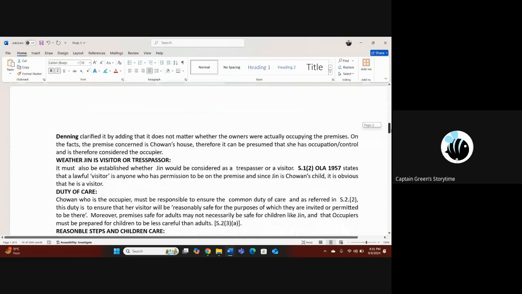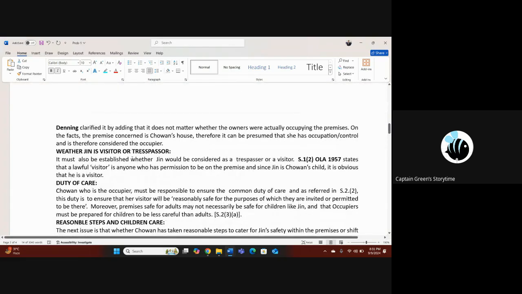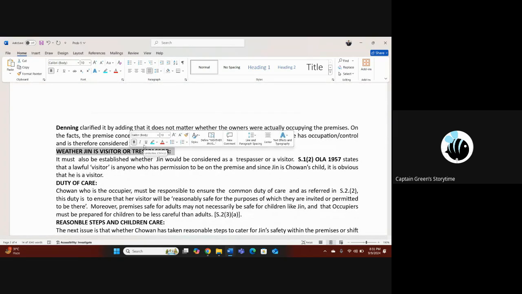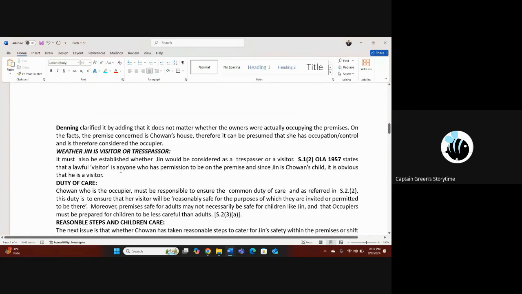Now, whether Jin is a visitor or a trespasser, this is the important fact. It must also be established whether Jin could be considered a visitor or trespasser. Section 1, subsection 2 of OLA 1957 says that a lawful visitor is anyone who has permission to be on the premise. And since Jin is Chauhan's child, it is obvious that he is a visitor. Simple fact.